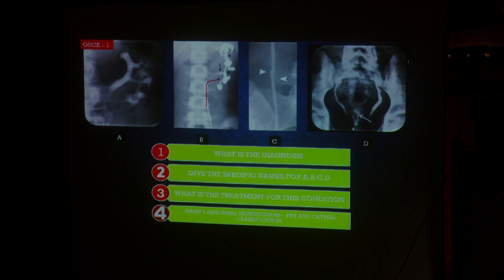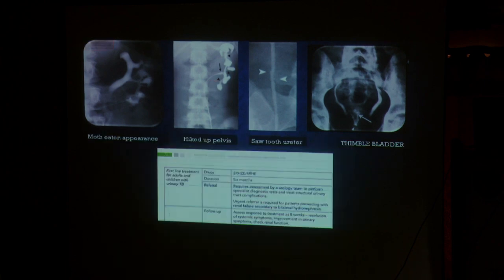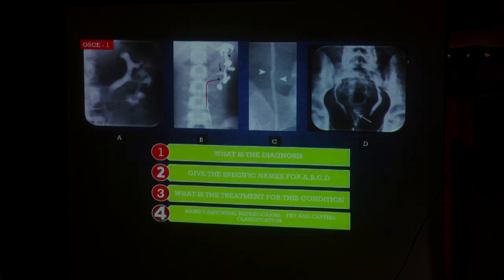And now coming to the treatment for this condition, according to the latest guidelines, we have to give 6 months of anti-tuberculosis treatment: 2 months of intensive phase, that is 2 months of HRZE, and 4 months of continuation phase with HRE. So this is according to the latest guideline.